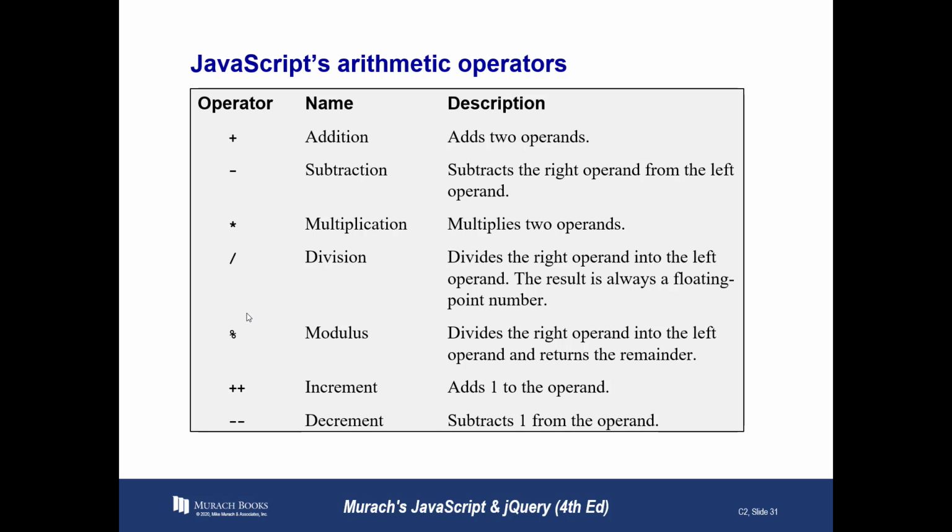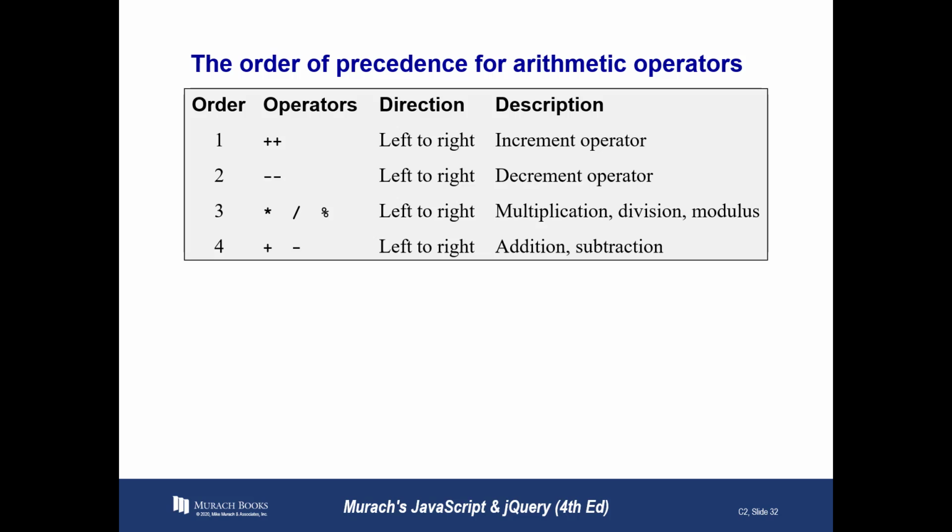So if I said to you, what's 17 divided by 5? Back in grade school, we would say that that's equal to 3, remainder 2. The remainder part, the 2, is what you get when you say 17 modulus 5. Plus plus and minus minus allow you to either add 1 or subtract 1 from something. There's a little more to them than that, but we'll get into them as we go on. So plus plus is auto increment, minus minus is auto decrement. You do pluses and minuses before you do these, and then you do these. So this is the order of precedence.